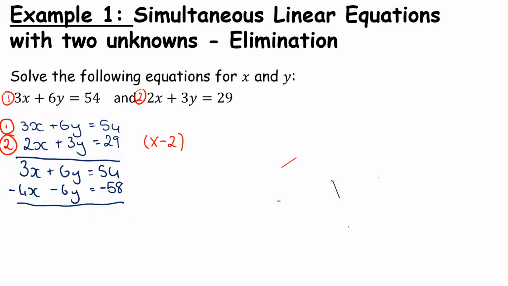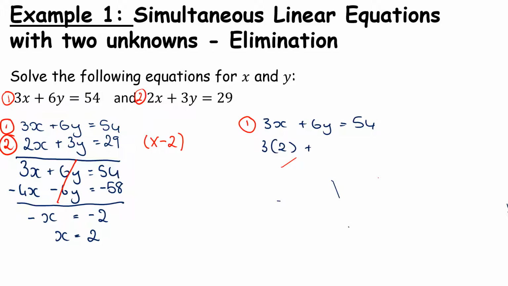Now you can see, hopefully at this point, that those y's eliminate, and we get minus x is equal to minus 2. Therefore, x is equal to 2, dividing both sides by minus 1. So that gives us our value for x. We then can take either equation. I'm going to take equation 1, 3x plus 6y equals 54. And we're going to substitute in, instead of x, I'm going to sub in 2.